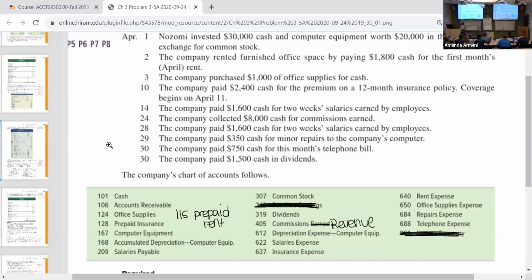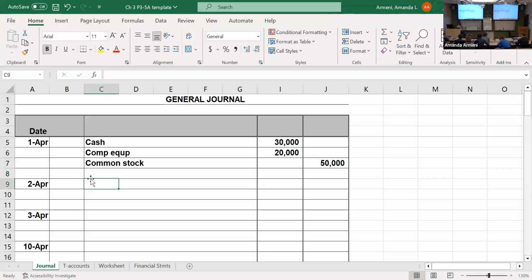Someone different than Tyler, raise their hand. The company rented furnished office space by paying $1,800 cash for the first month's rent. Andrew. Cash, $1,800 credit. Prepaid rent, $1,800 debit.